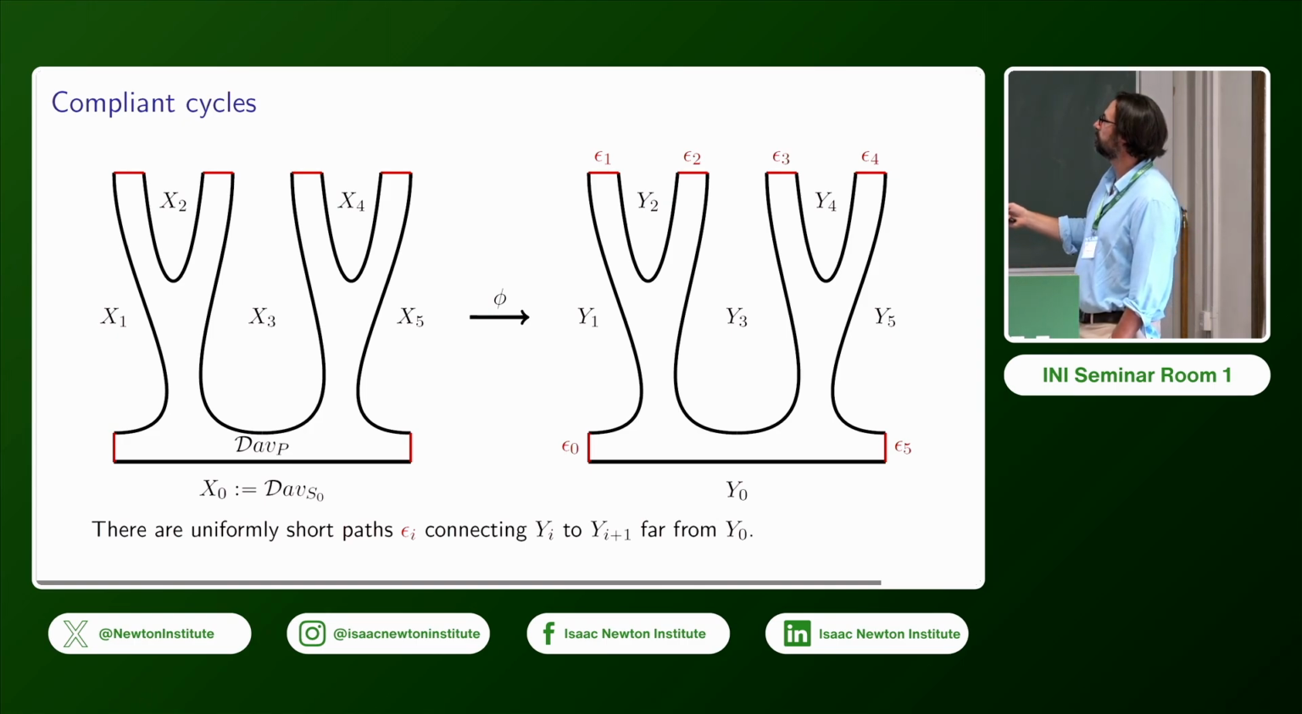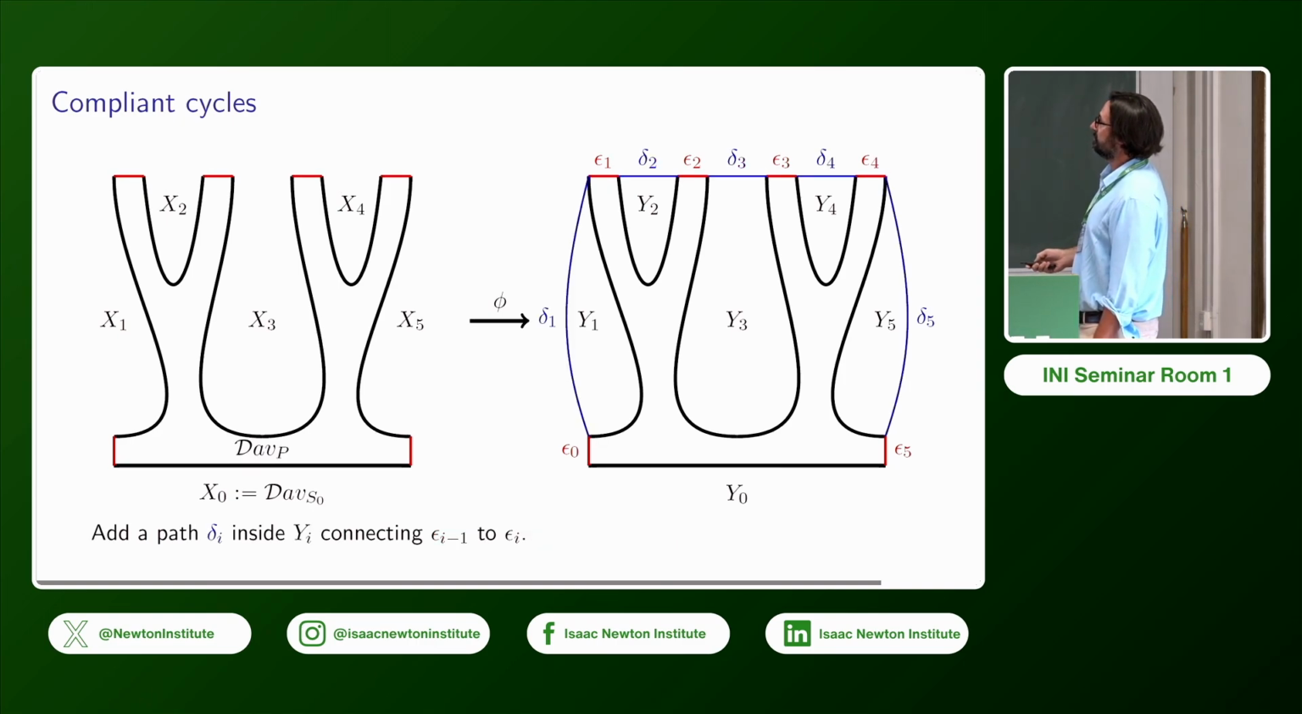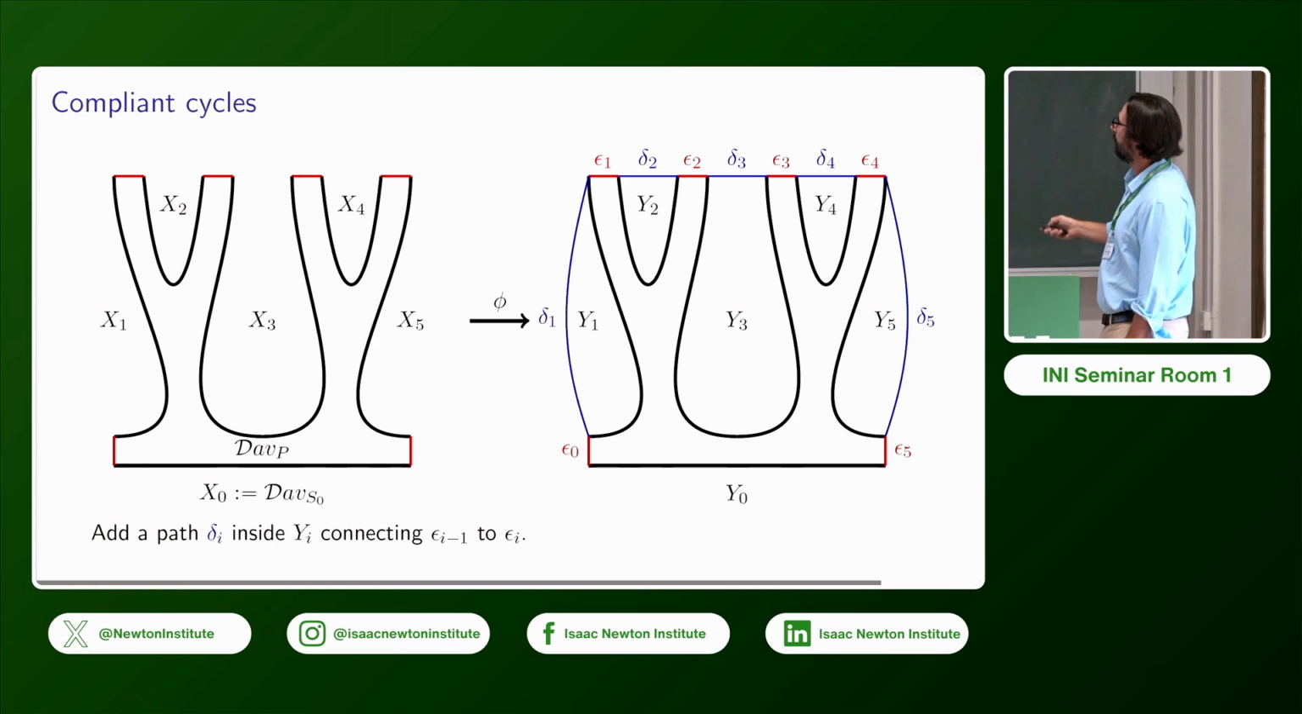So I can choose uniformly short little paths here, connecting Y1 to Y2 and Y2 to Y3, but stay far away from Y0. And then if you like, you could connect these all, right? So in each Yi, just choose some path in that subcomplex connecting the two short red ones. So those might be real long, but the red ones are the ones that we care about. But now this whole path going around, right, that's a path where both endpoints are in Y0.